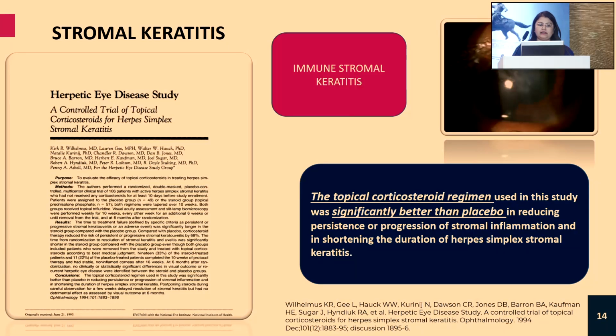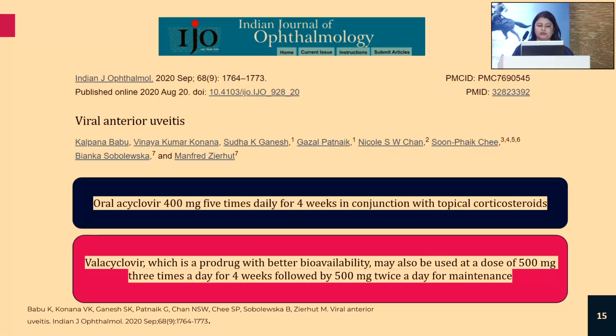So the Herpetic Stromal Keratitis study has already shown that topical corticosteroids along with topical antivirals work very well for stromal inflammation and for shortening the duration of herpes also. And oral therapies work very well for anterior uveitis patients.